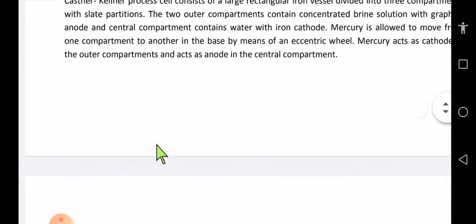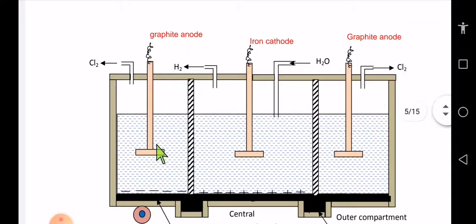In this Castner-Kellner process, a large rectangular iron vessel is taken. This large rectangular iron vessel is divided into three compartments with two slit partitions. These slit partitions divide the vessel into two outer compartments and another central compartment.